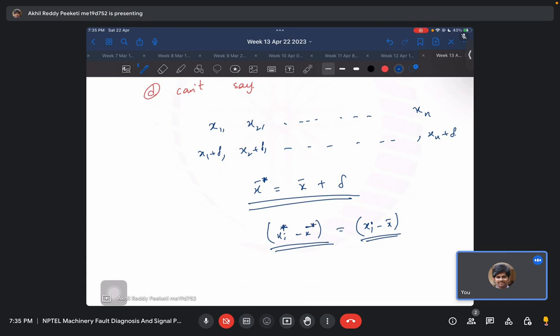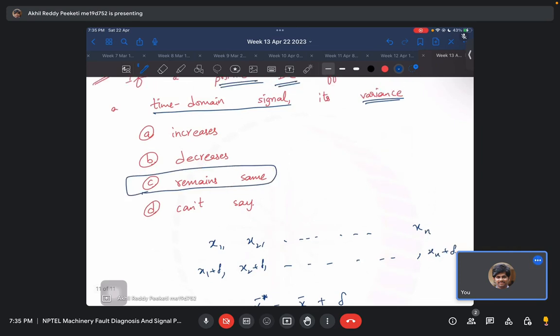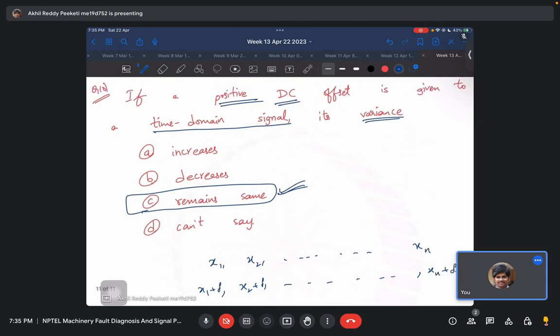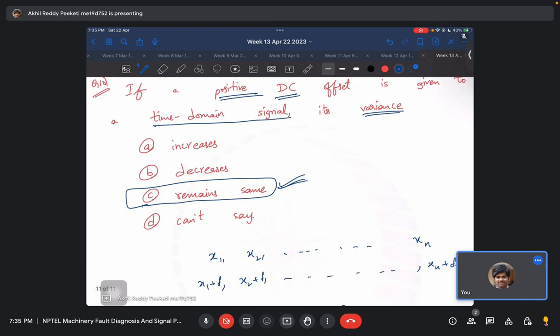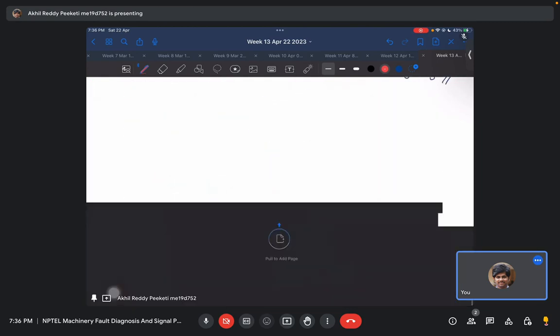Okay, so the variance doesn't change. Variance or standard deviation don't change by adding a positive or negative offset to all the values. So they remain same. Okay. Let's move to the next question.